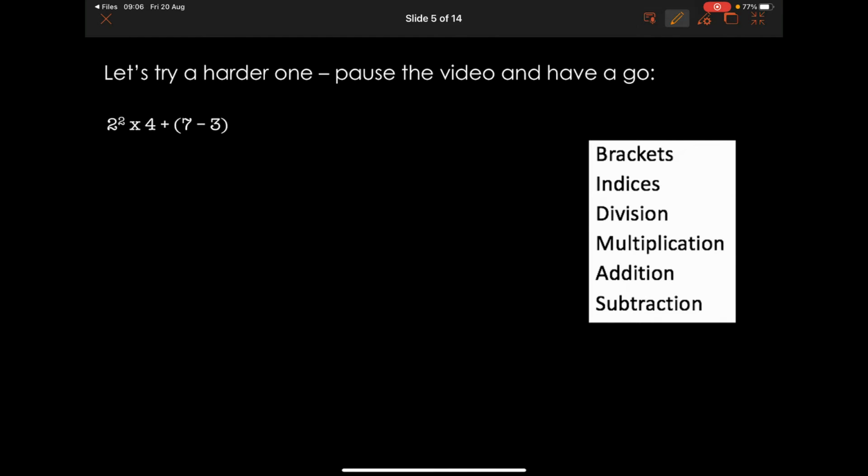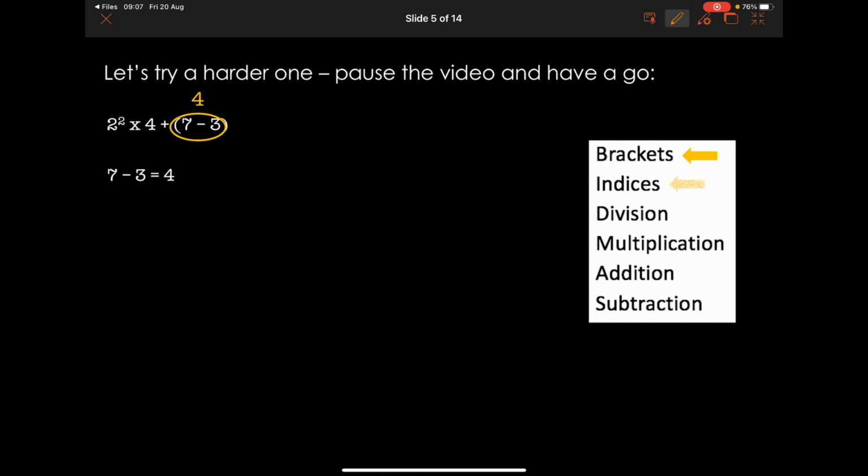Okay, so here we go then. So we've got brackets. Okay, so we need to do that first, all right? So all together, just a quick reminder, 2 squared times 4 plus, and then in brackets, 7 take away 3. In our list of BIDMAS, we have to do brackets first, and in the brackets, we have 7 take away 3. Okay, I know that's a subtraction, but because it's in brackets, we have to do it first. So 7 take away 3 is 4, so that turns into 4.